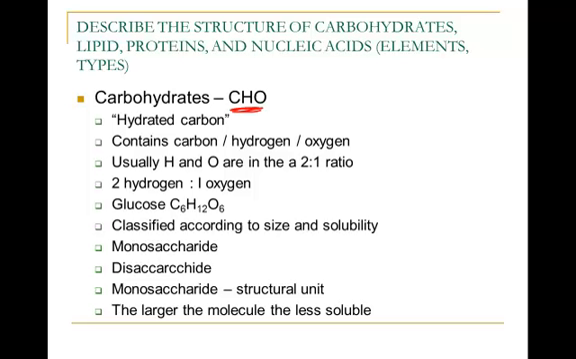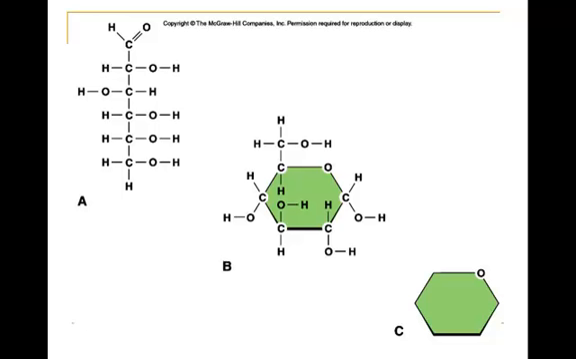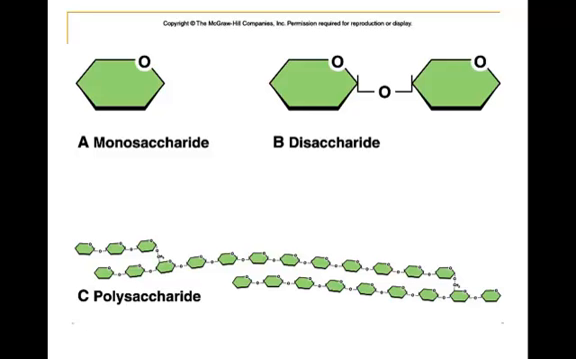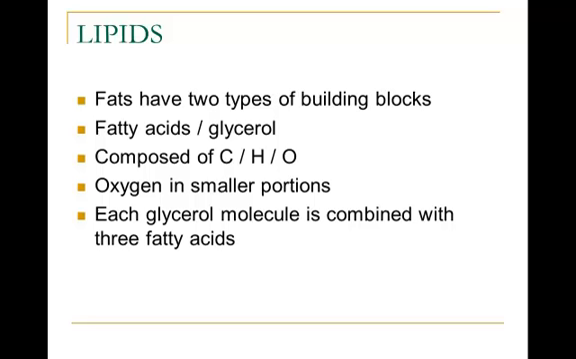So they're classified according to their size and their solubility. In other words, a monosaccharide would be the smallest size. Disaccharide would be double. Our basic structural unit here is a monosaccharide. The larger the molecule, the less soluble it will be. And again, just to show you this structure, but I'm not ever going to ask you to draw it, so don't worry about that. A monosaccharide is one sugar, a disaccharide is 2, and a polysaccharide is many sugars.